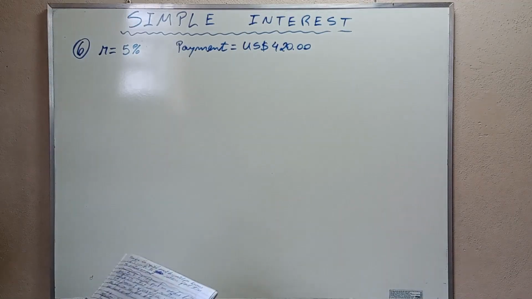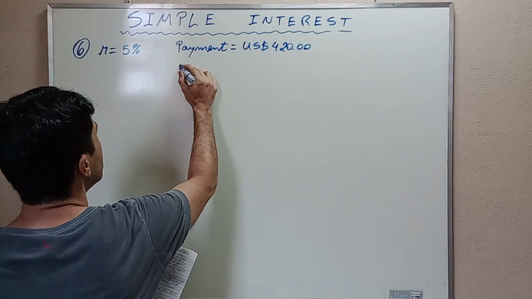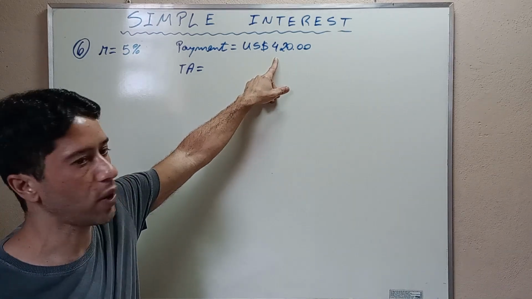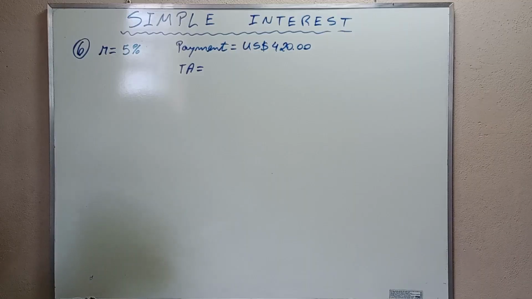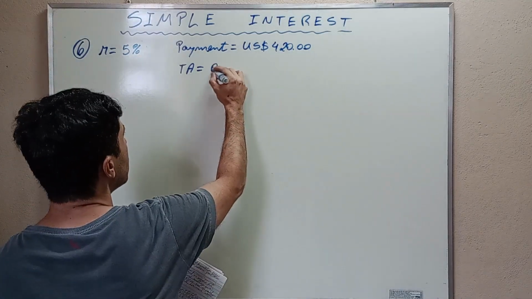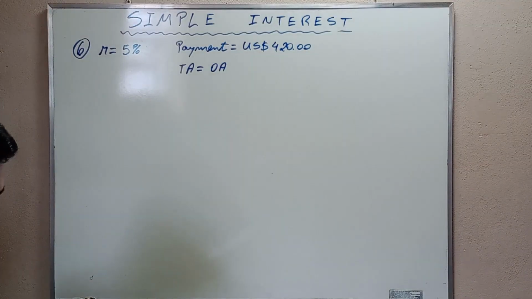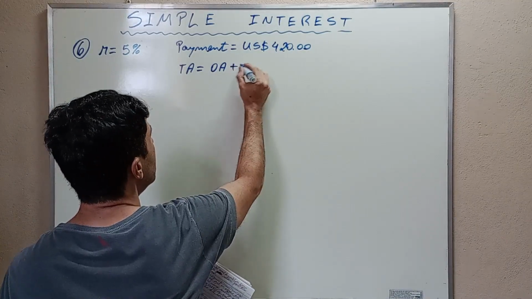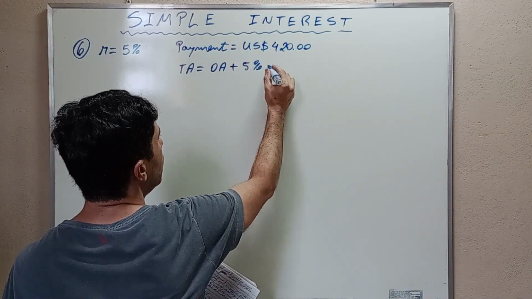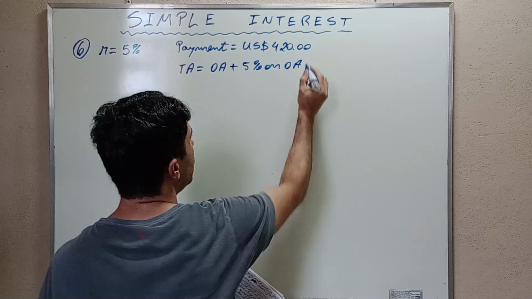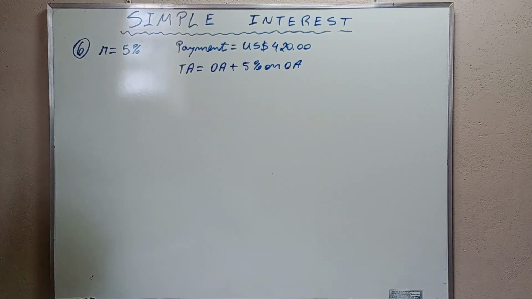which is 420, which is the original amount plus the interest. TA is the total amount, OA is the original amount, plus 5% on the original amount. Okay? 5% on the original amount.